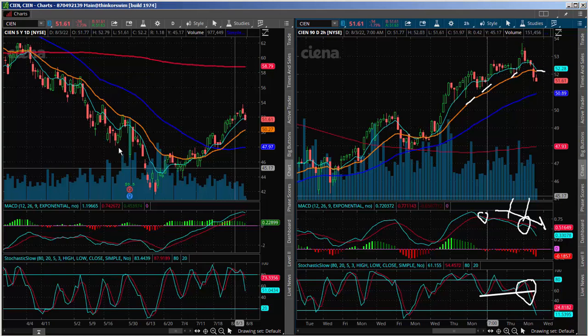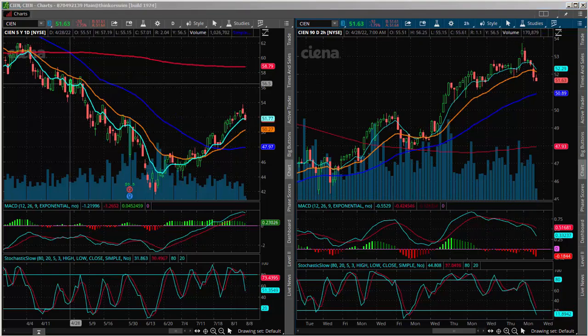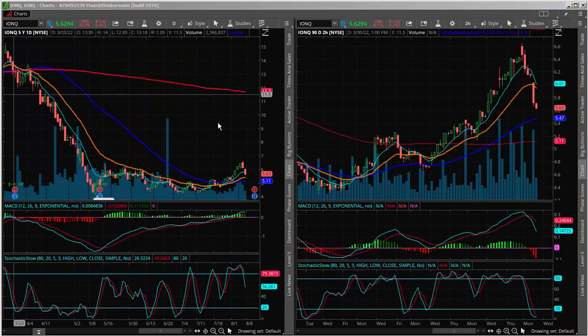If you come back over to the daily chart, ooh, that's terrible. If you come back over the daily chart, the stock broke out at 48, came down, tested, and went from 48 to almost 54. You give a little back on today's selling. That's trading. All right, next one, IONQ.